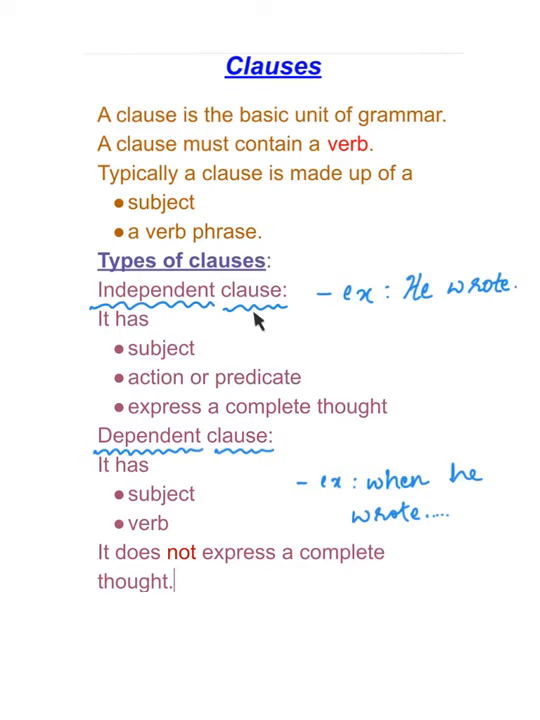Example for independent clause, he wrote. It expresses a complete thought. It is a sentence. Example for dependent clause, when he wrote. It doesn't say anything about what happened later. So it just says when he wrote.